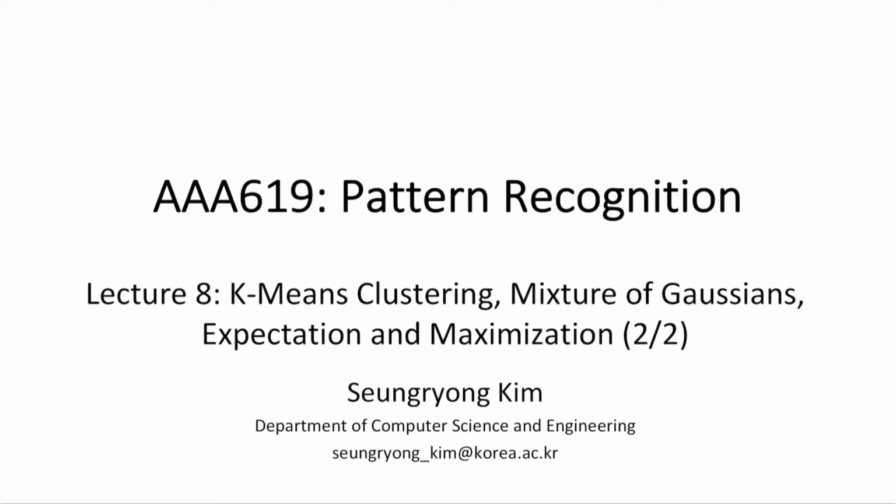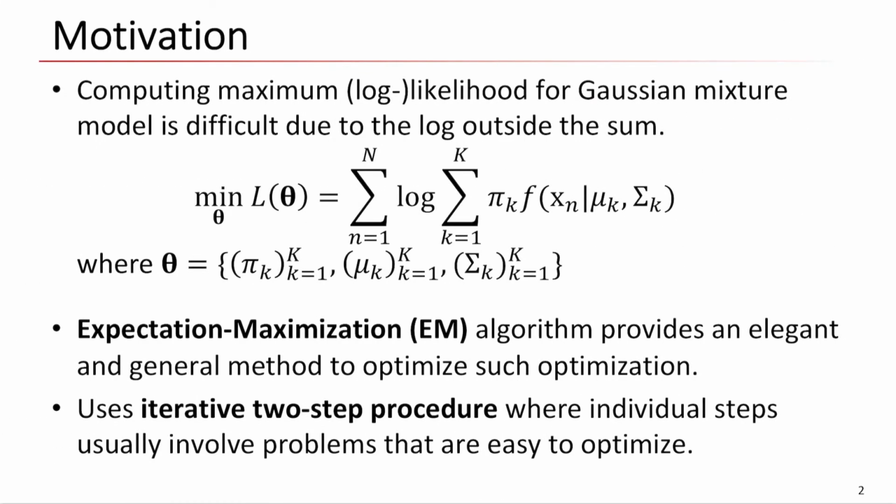Okay, let's start. Today we are going to talk about k-means clustering, mixture of Gaussians, and expectation and maximization. Last week, we talked about k-means clustering and the mixture of Gaussian model, and today we will present the expectation and maximization method that solves the mixture of Gaussian problem.